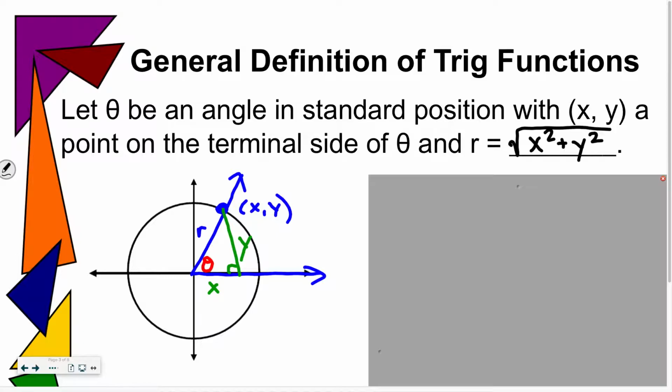If you're taking Algebra 3 or pre-calculus, you're going to see that r equals the square root of x squared plus y squared again. And that's the distance formula. You know your old distance formula, d equals the square root of (x1 minus x2) quantity squared plus (y1 minus y2) quantity squared. The distance formula is just the Pythagorean theorem.